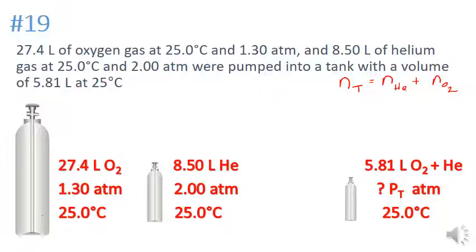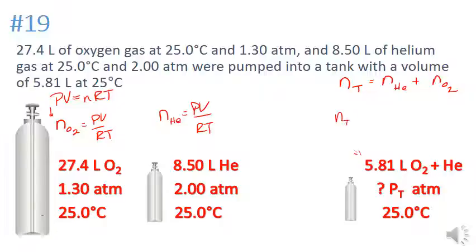And so I rearranged this equation, PV = nRT, so that the number of moles of oxygen equals PV over RT. I rearranged PV = nRT for my moles of helium, and that also equaled PV over RT. And for this scenario, my total number of moles has to equal PV over RT. We were good with that, yes?